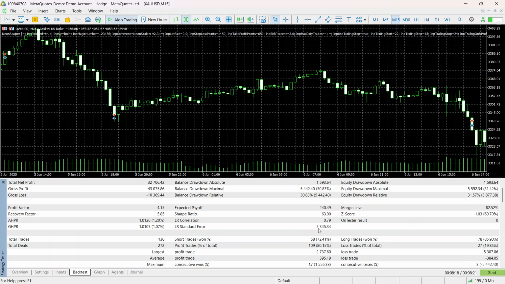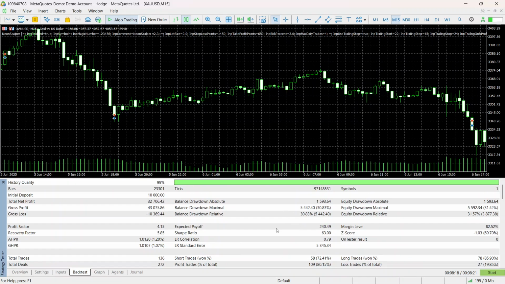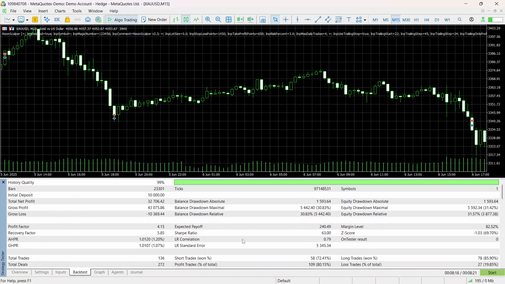Now, recovery factor. If you look at our recovery factor, it was at 5.85, as you can see here. Now moving forward to the equity curve. And before we move to the equity curve, we have our drawdown at approximately 31% for the balance, and equity maximum 31.42%, relatively high.